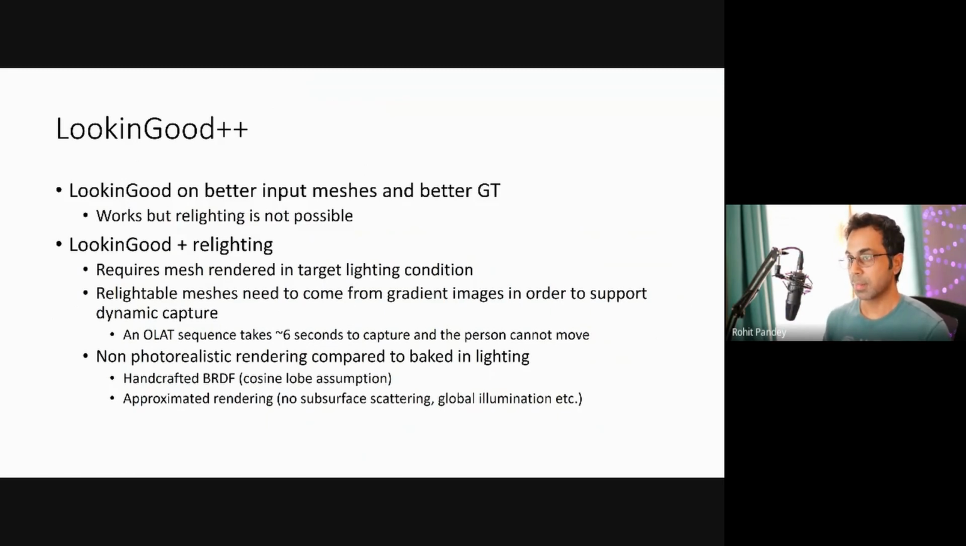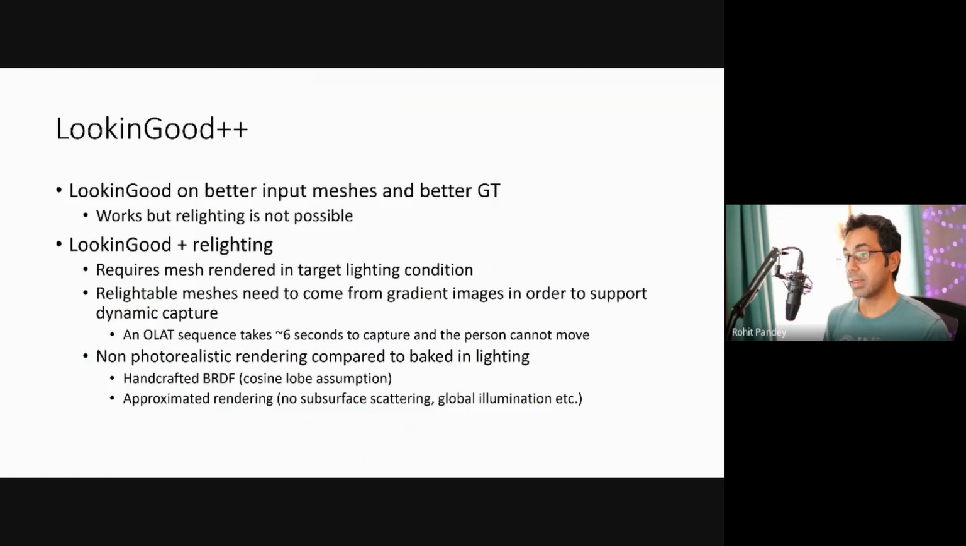And this worked fine. If the new mesh was the input and the ground truth image was the output, Looking Good worked great. But we also wanted to add relighting to such a framework. And that required the mesh to be rendered in the target lighting condition. Now, the meshes that needed to be rendered in the target lighting condition needed to come from the gradient images in order to support dynamic capture, because the person would otherwise need to stand still while one light at a time images were captured, which would take much longer, and the person couldn't move.